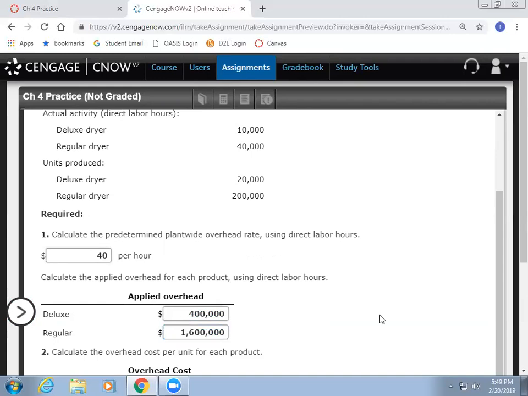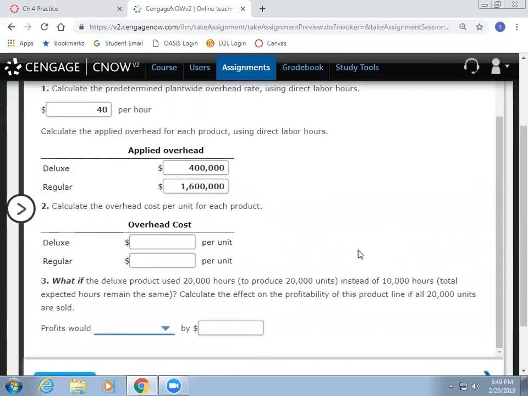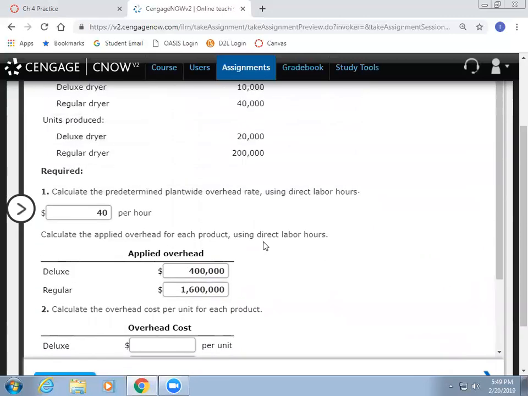So predetermined overhead rates and applying overhead, again, not too bad. Pretty easy. Well, on number 2, it just wants us to calculate the overhead cost per unit. So just the overhead cost. I got rid of the total units there. We produce 20,000 deluxe dryers. So what's my overhead cost per unit for the deluxe?